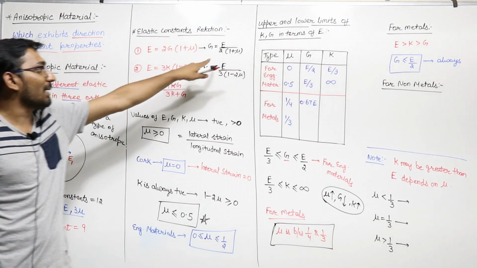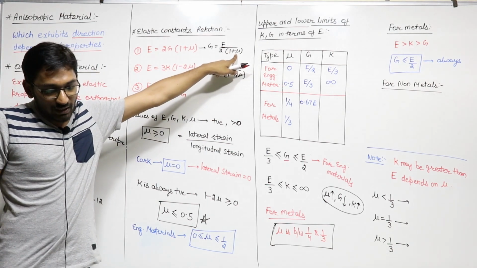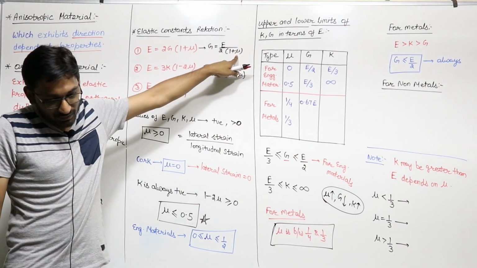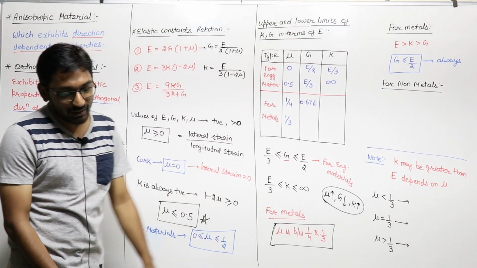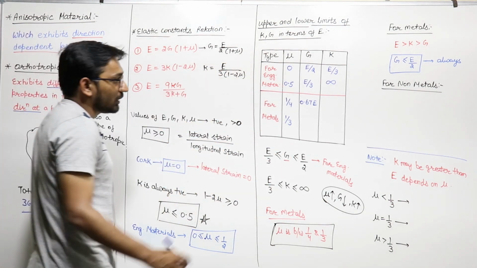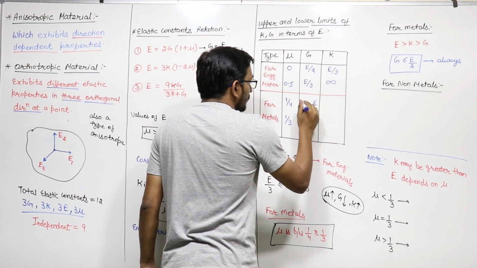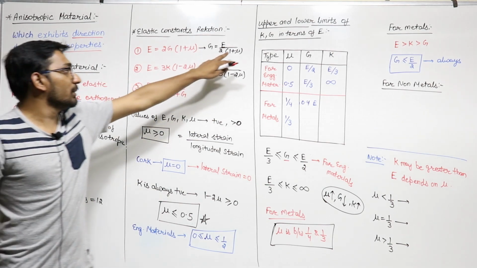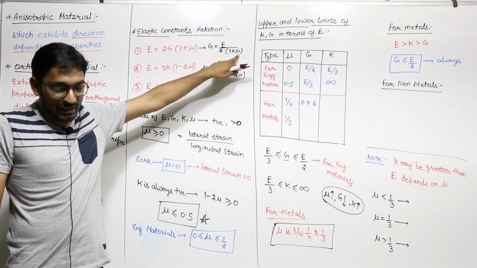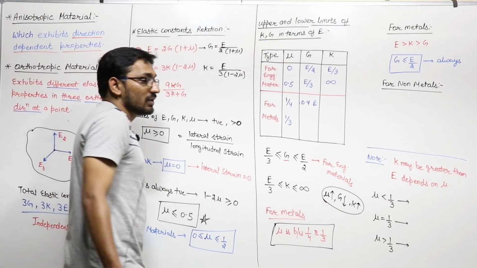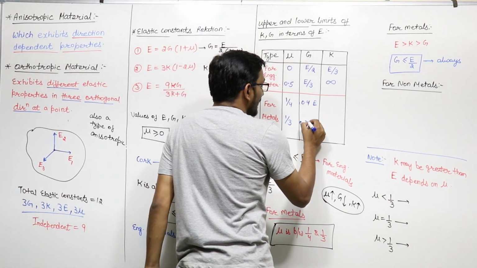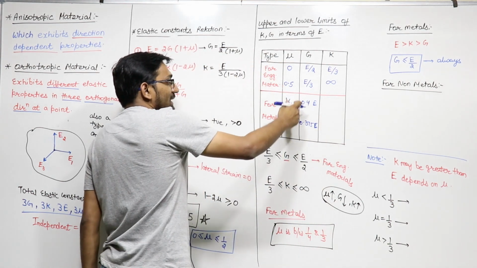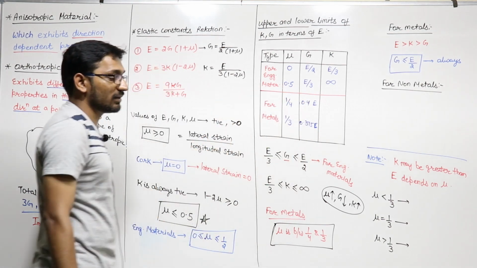0.67 E. You can solve it by putting the value of mu as 1 by 4. If I put the value of mu as 1 by 3 here, then the value of G will be 0.4 times E. So if I put the value of mu as 1 by 3 here, then the value of G will be 0.375 E. Right? The nature will be the same. If you increase the value of mu, G is decreasing.